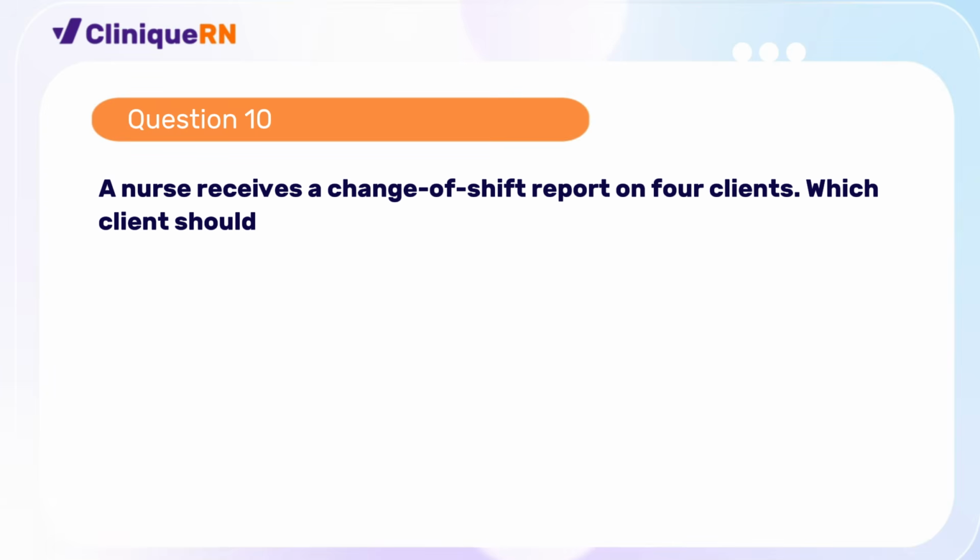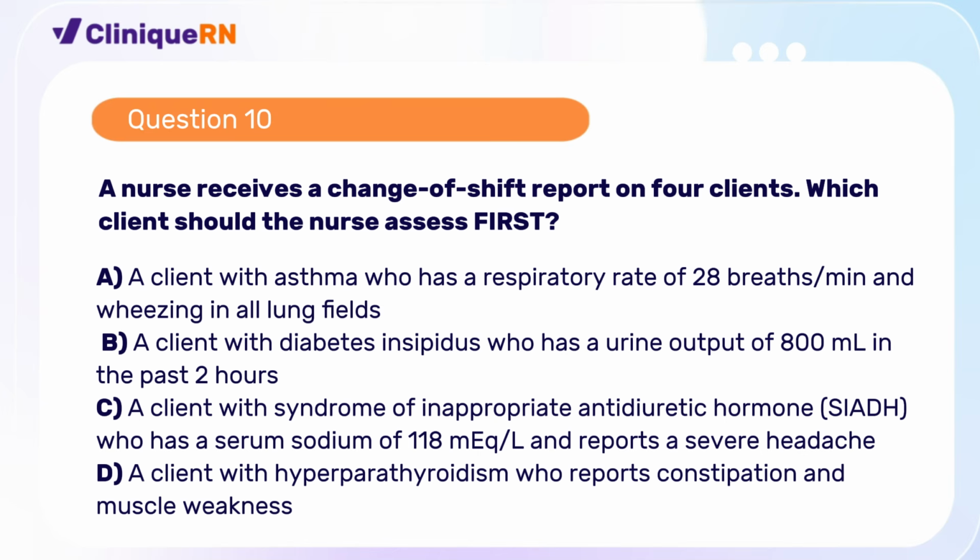Question 10. A nurse receives a change of shift report on 4 clients. Which client should the nurse assess first? A. A client with asthma who has a respiratory rate of 28 breaths per minute and wheezing in all lung fields. B. A client with diabetes insipidus who has a urine output of 800 milliliters in the last 2 hours. C. A client with syndrome of inappropriate antidiuretic hormone, SIADH, who has a serum sodium of 118 milliequivalents per liter and reports a severe headache. D. A client with hyperparathyroidism who reports constipation and muscle weakness.